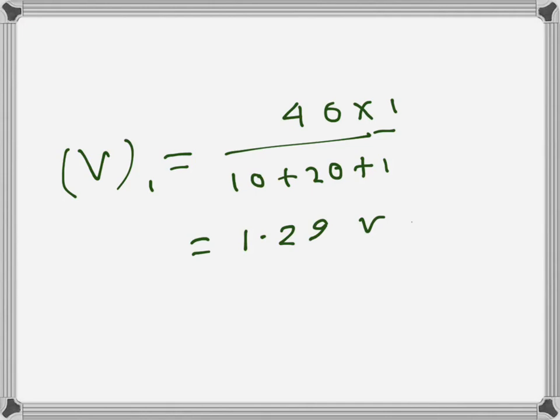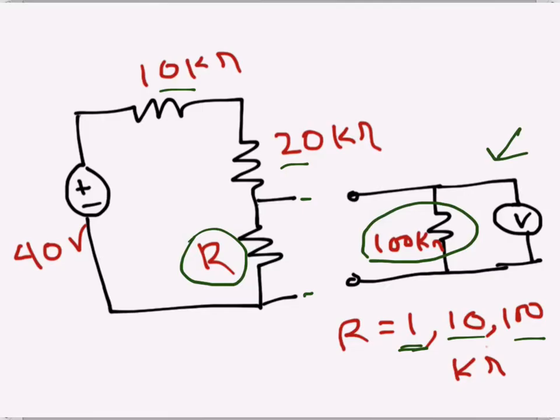Now we want to find the voltage that will be measured if the voltmeter is connected across it. The voltmeter has an internal resistance of 100 kilo ohms, so that resistance will come in parallel with this resistance. So the equivalent resistance will be, of course, a bit less than 1, though not much because the other resistance is very high, 100. This is becoming 0.99.